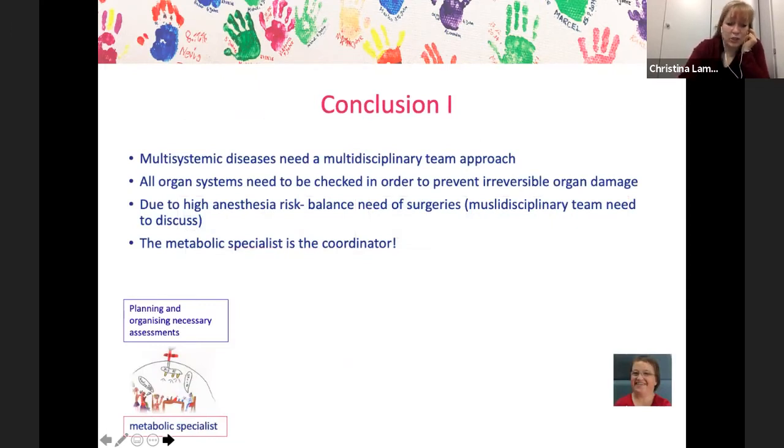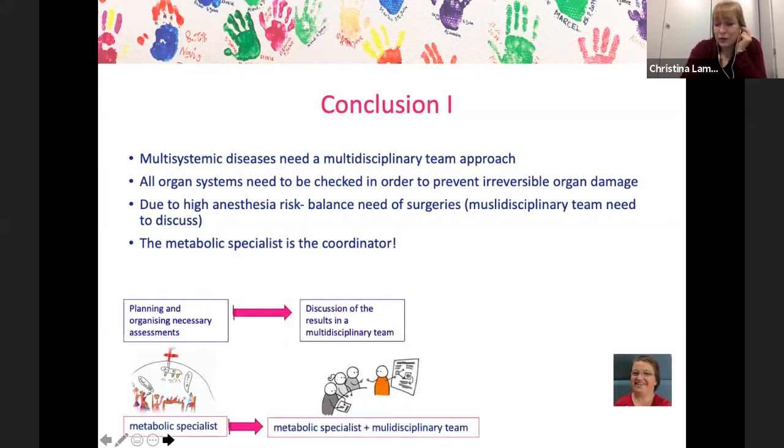And this is my conclusion. They have to start in planning and organizing the necessary assessments in your center for these patients. All organ systems must be checked. You have to discuss these results then in a multidisciplinary team to make the best recommendation to the patient.